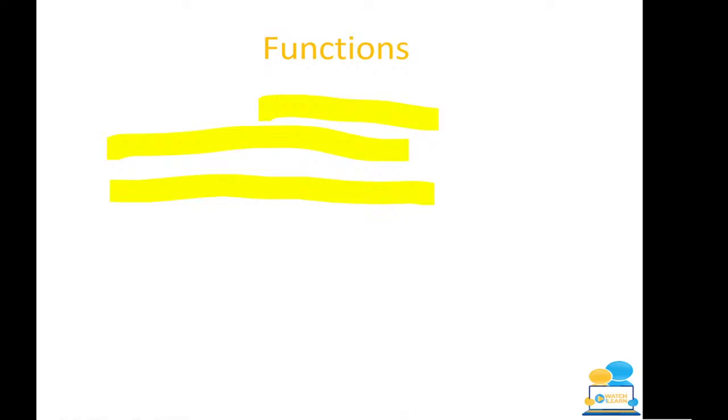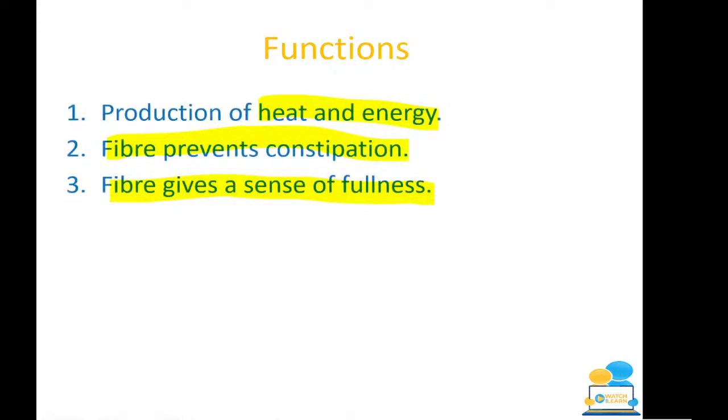So functions, as we know, means jobs or what it does for my body. So our carbohydrates are for the production of heat and energy, so similar function to that of our fats. Now, carbohydrates contain fiber, which we will look at in more detail in a couple of minutes, but fiber prevents constipation and it gives you a sense of fullness. If you consume something high in fiber, you're going to feel really full afterwards, which is good, which means you're not going to be snacking on empty kilocalorie foods like your chocolates and stuff like that.